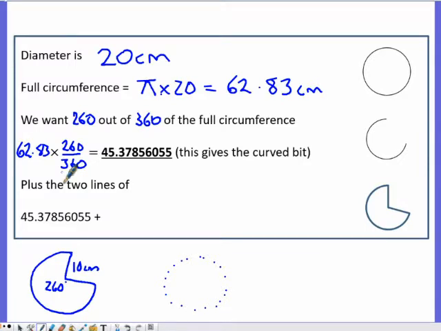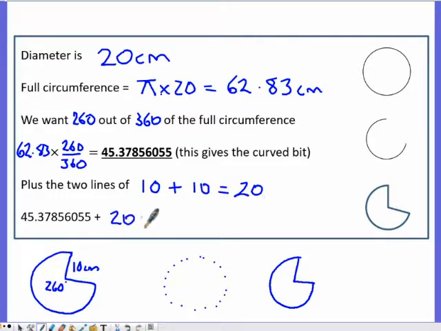45.37856. That's the curved outside bit. That bit there. Don't forget, the perimeter of this shape also has two more lines. It has the 10 centimeters there and another 10 centimeters there. So that's what we're going to add on. So in total, we're going to add on 20 centimeters. And when you add on the 20 centimeters, you're going to get 65.38 centimeters to 2 decimal places.